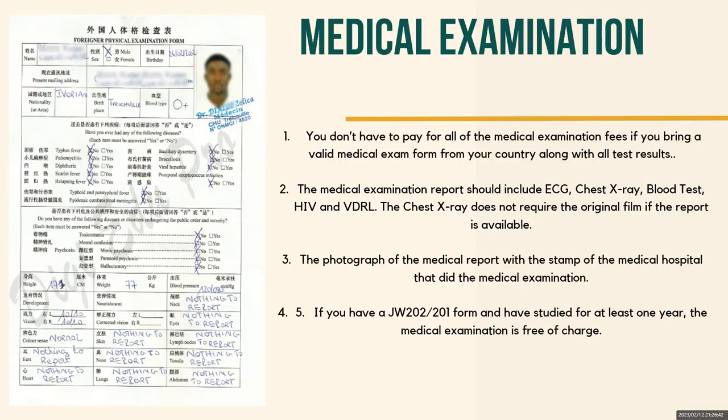And for the fourth thing that you need, as I mentioned, if you want to make the medical examination record, you need your JW202 and 201 form to prove that you have studied for more than a year. So that medical examination record will be free. And of course, most of us have this, so it must be free. You don't have to pay the 400 RMB. Next.